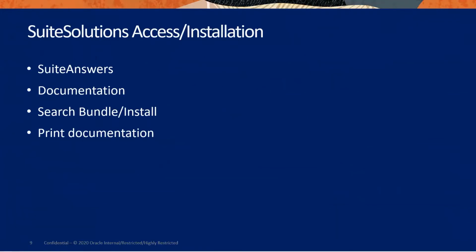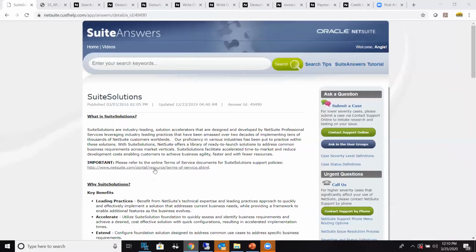Okay, now what we're going to do is talk about not only this SuiteSolution, but in general, what is a SuiteSolution, how the SuiteSolutions have documentation associated with them, and then what you need to do to actually request the SuiteSolution if you like it. Search for the bundles once they're shared by NetSuite and print any documentation. Okay, so hang on one second. I'm going to shoot over to NetSuite. Okay, everybody see my screen?